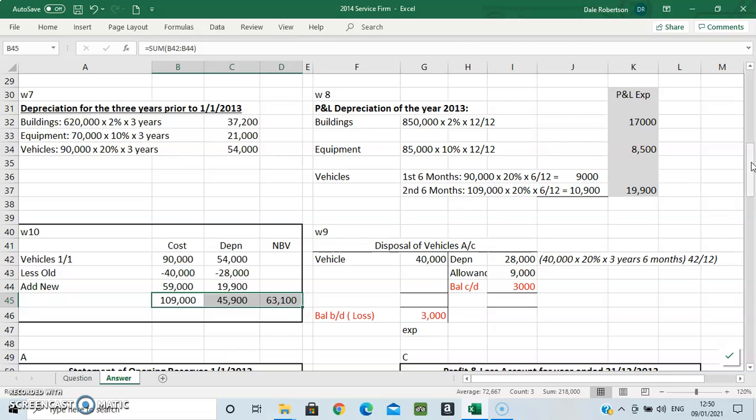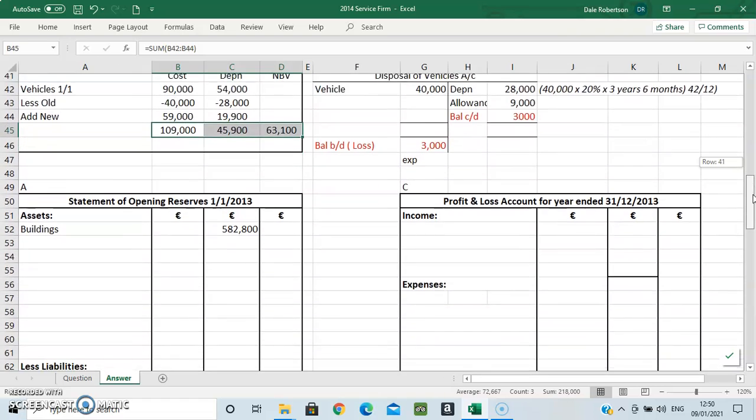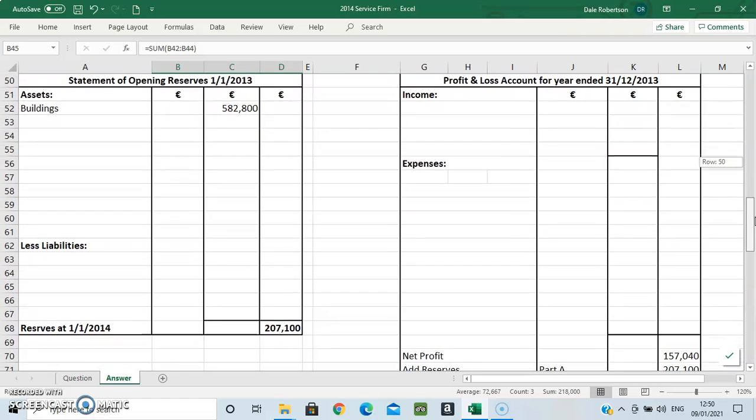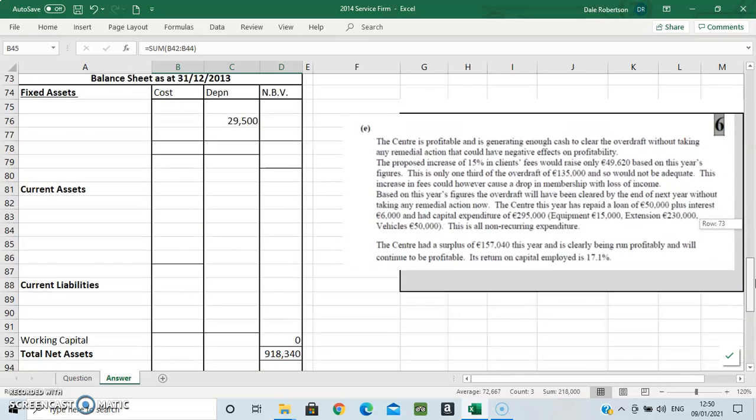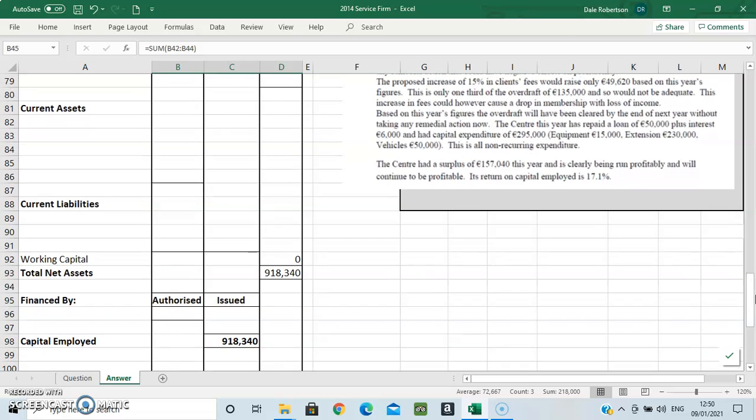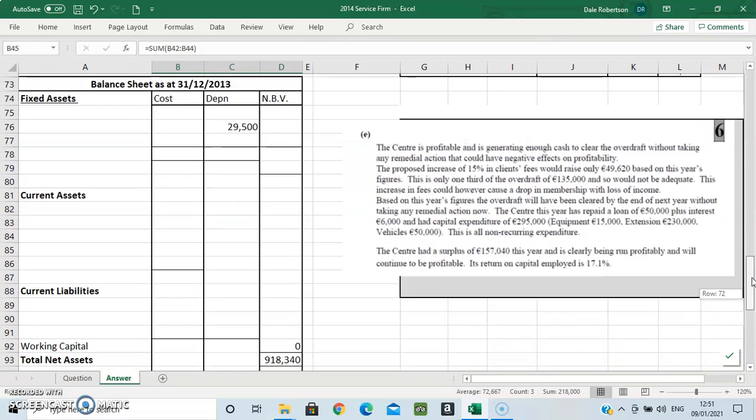Now let's have a quick look at some of the answers so that you guys will know what to work towards. The statement of opening reserves is 207,100. The profit and loss balance is 364,140. And the balance sheet is 918,340 and 918,340.